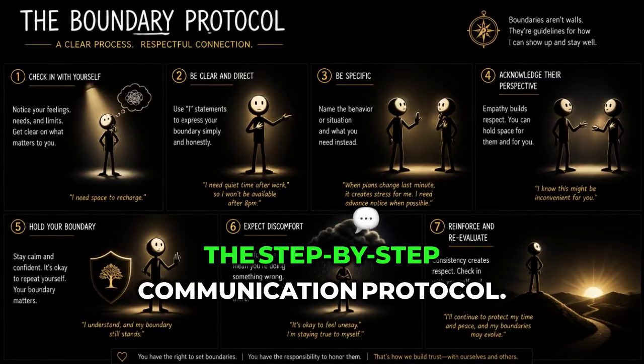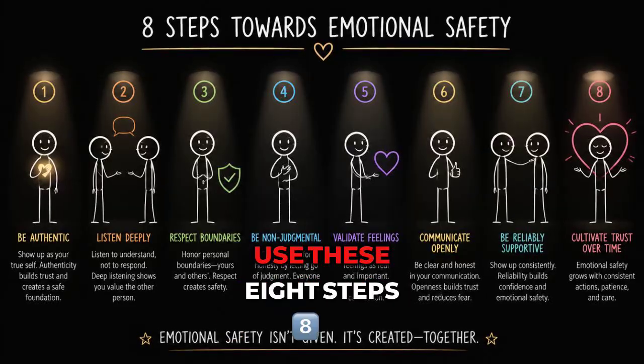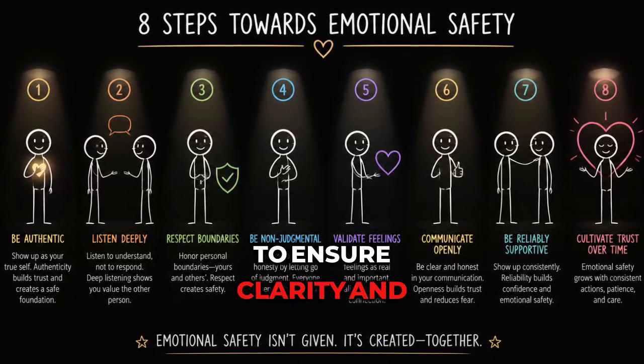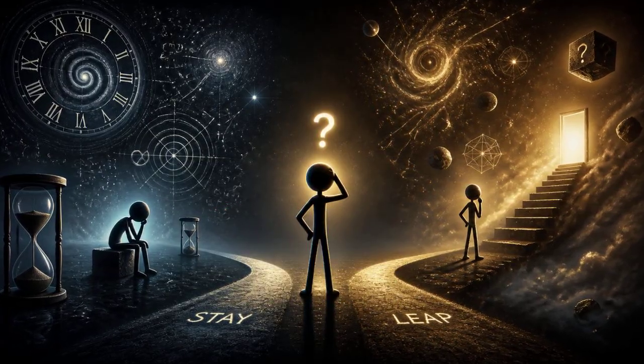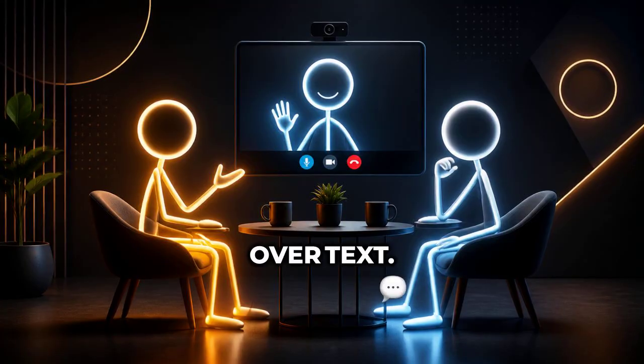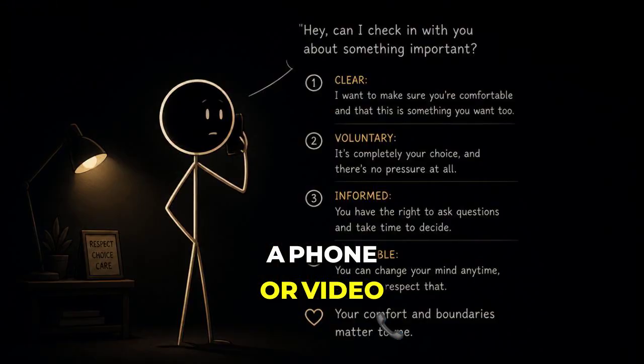1. The step-by-step communication protocol. When you are ready to express a boundary, use these 8 steps to ensure clarity and emotional safety. 1. Choose the right time and space. Never set a boundary over text. Aim for an in-person conversation, or at least a phone or video call.